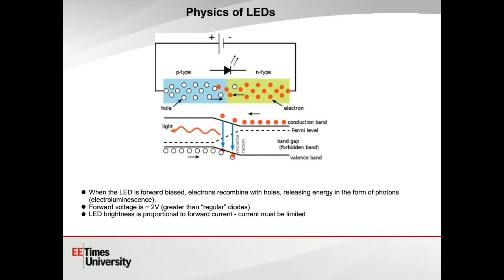The other thing to remember about LEDs is that their brightness is proportional to the forward current. So that means that a mechanism to limit the current is a key part of the design, because if you exceed the forward current, it has a range of undesirable effects on the operation of the LED. We'll talk about this later when we look at various LED control circuits.